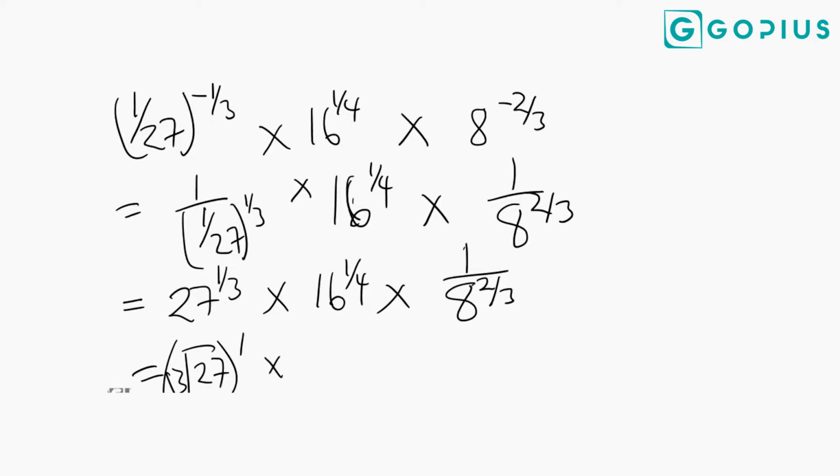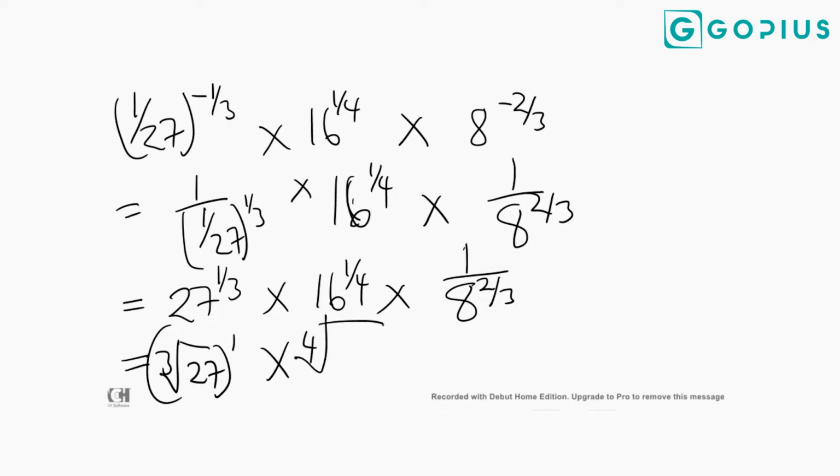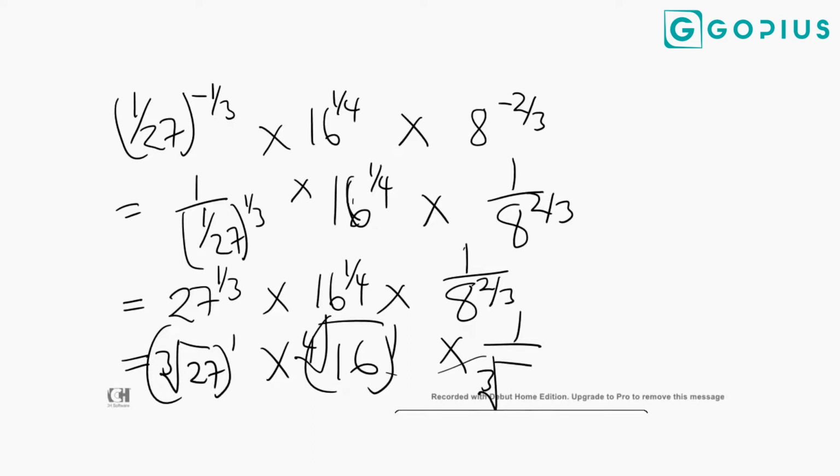So here the denominator is 4, so it will take the root sign, which is the 4th root. So we have the 4th root of 16 raised to the power 1, times 1 over, the denominator of 8 here, that's 8 raised to the power 2 over 3. The denominator of that fraction is 3, so we have cube roots. We have the cube root of 8, all squared.